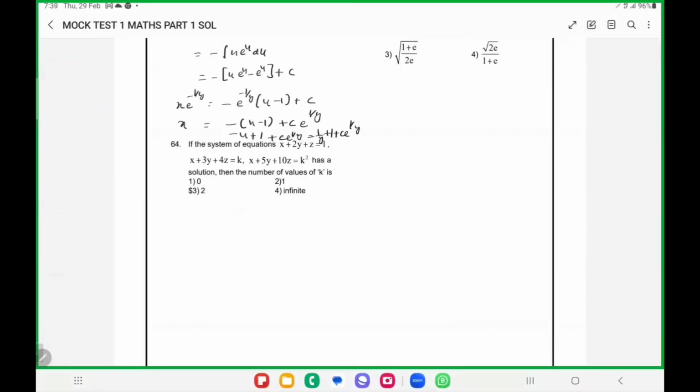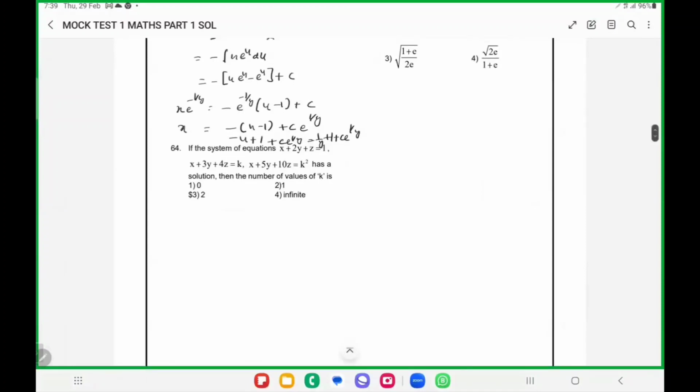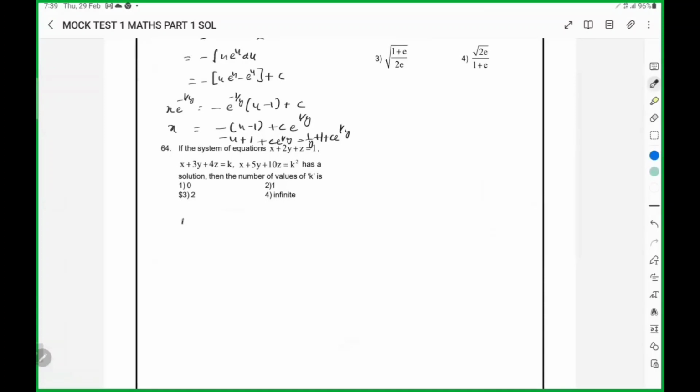The sum of the equations is x plus 2y plus z plus 1. So consider the augmented matrix 1, 3, 4, 1, 1, 5, 10, k square. If the system has a solution, then find the number of values of k.